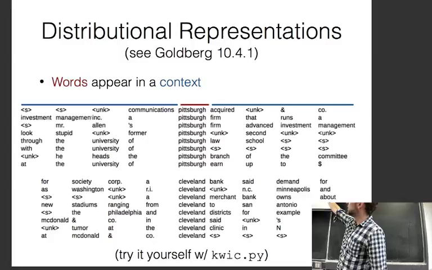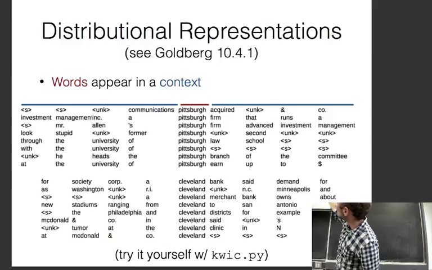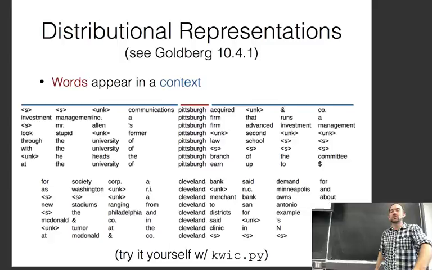And you can see Pittsburgh has communications, Pittsburgh acquired, a Pittsburgh firm, Mr. Allen's Pittsburgh firm, and then you also have a Cleveland merchant, from Cleveland to San Antonio, and Cleveland districts, et cetera. You can kind of see that the contexts around it indicate that it's a city or something like that. You can also see that University of Pittsburgh is very common, and Carnegie Mellon University in Pittsburgh is not very common. So we need to try a little bit harder to get ourselves in the Wall Street Journal more often. Okay, but anyway, people who are doing corpus linguistics use this keyword in context thing a lot because it is very useful for humans, and it's also very useful for computers as well. You can try this out with your favorite words in the corpus if you want.